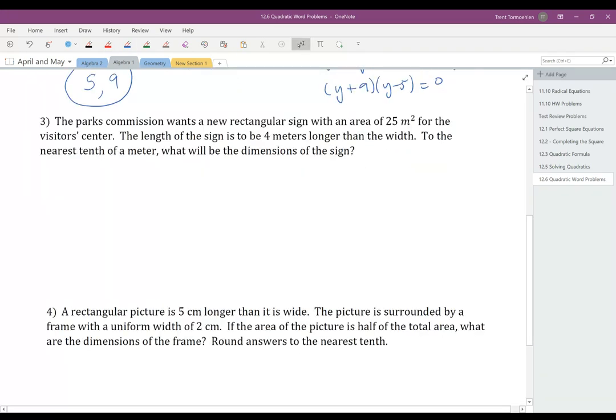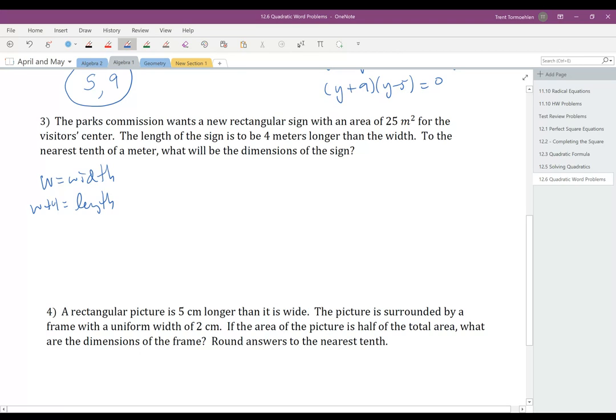Okay, for number 3, the Parks Commission wants a new rectangular sign with an area of 25 meters squared for the visitor centers. The length of the sign is to be 4 meters more than the width. And so we can say w equals width, w plus 4 equals length.